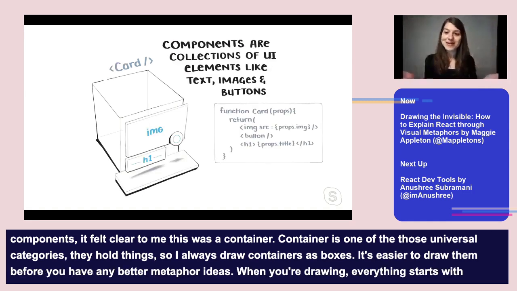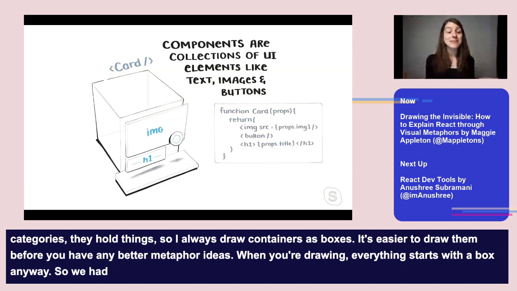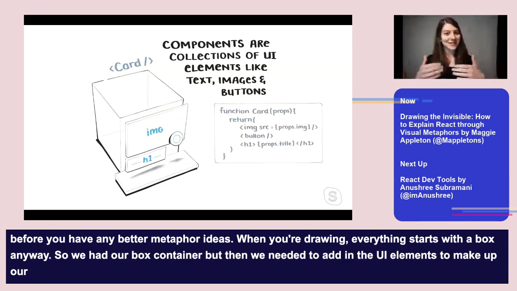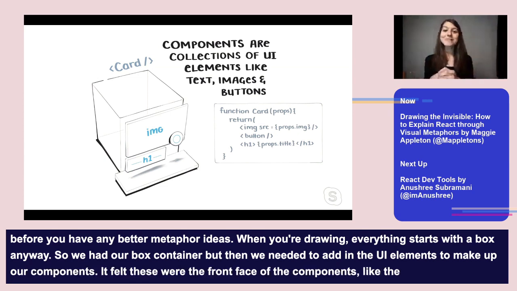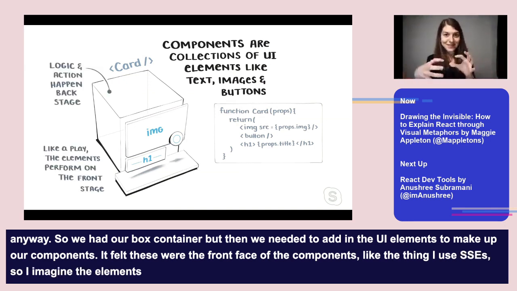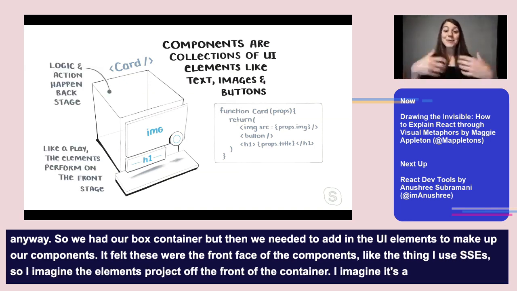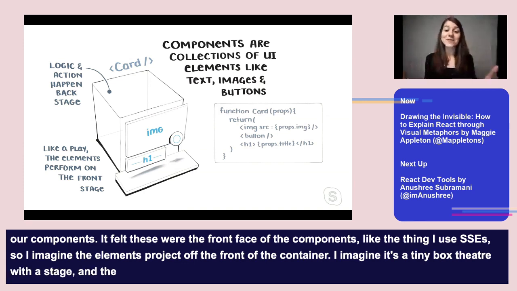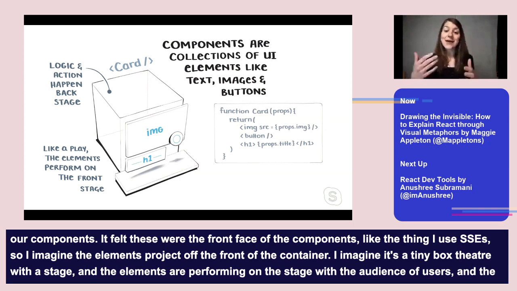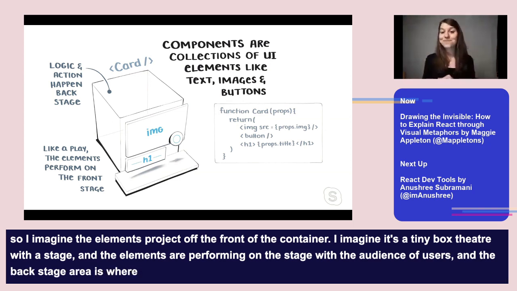So we have our box container, but then we need to add in the UI elements that make up our components. And it felt to me like these were the front face of the component, like the thing our user sees. So I always imagine the elements project off the front of a container. So in my head, the component box is like a tiny box theater with a stage, and the elements are performing on the stage for their audience of users. And the backstage area is where we run logic and set things up and pass it to our on-stage elements.